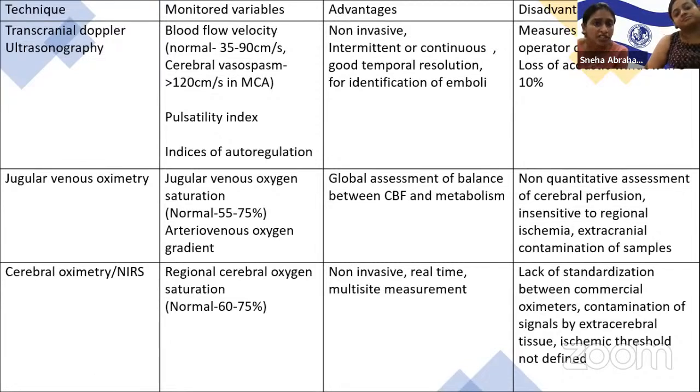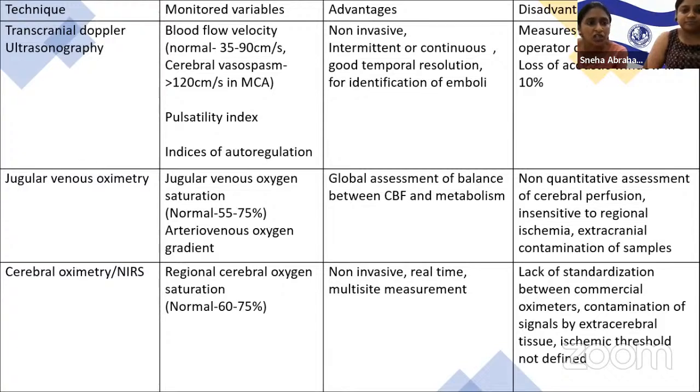For jugular venous oximetry, we monitor jugular venous oxygen saturation, which is normally between 55 to 75%. If it reduces below 55%, it indicates that there is an increased oxygen demand or a decreased oxygen supply. If it is more than 75%, it indicates hyperemia or a decreased cerebral metabolic rate, which can be seen in severe ischemia. It also measures the arteriovenous oxygen gradient.